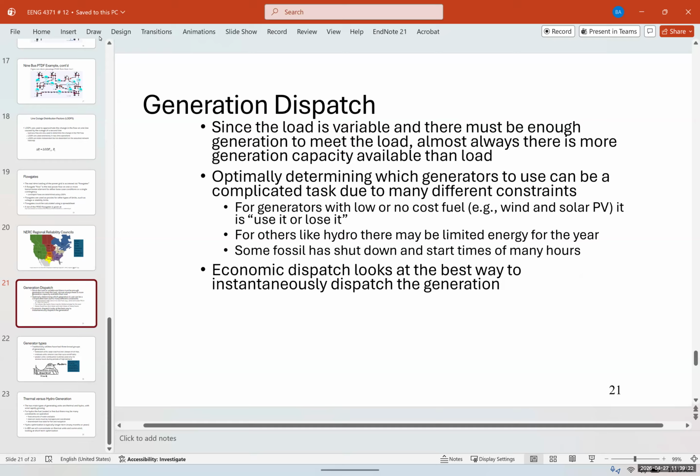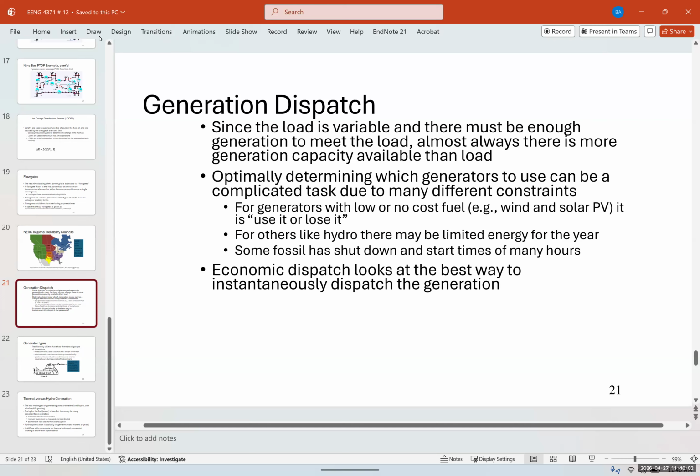Now, generation dispatch. We move to the second major topic, which is economic dispatch. You can read faster than I can. Load is always changing, as you know, and there's almost always more generation capacity available than load. It must be that way. The question is, which generators do we use, and how much do we run each one?